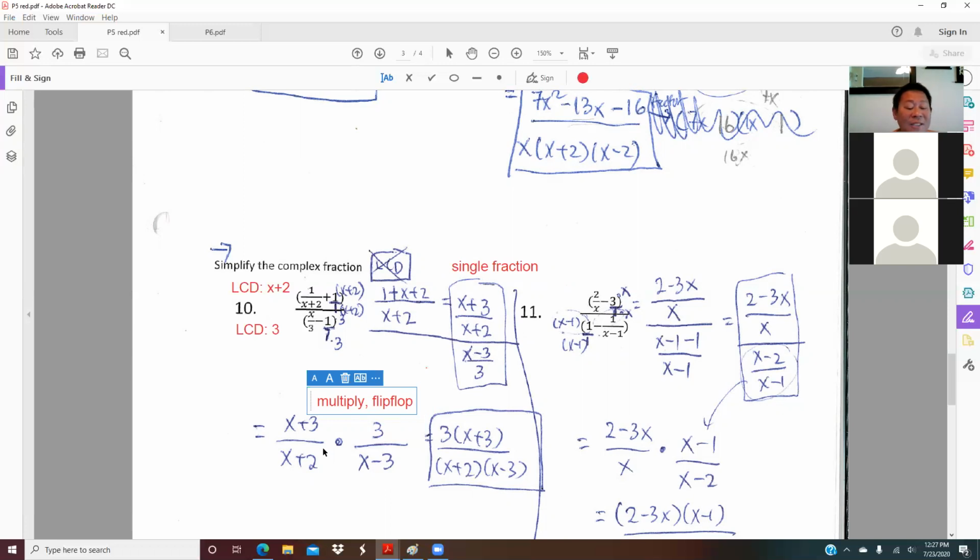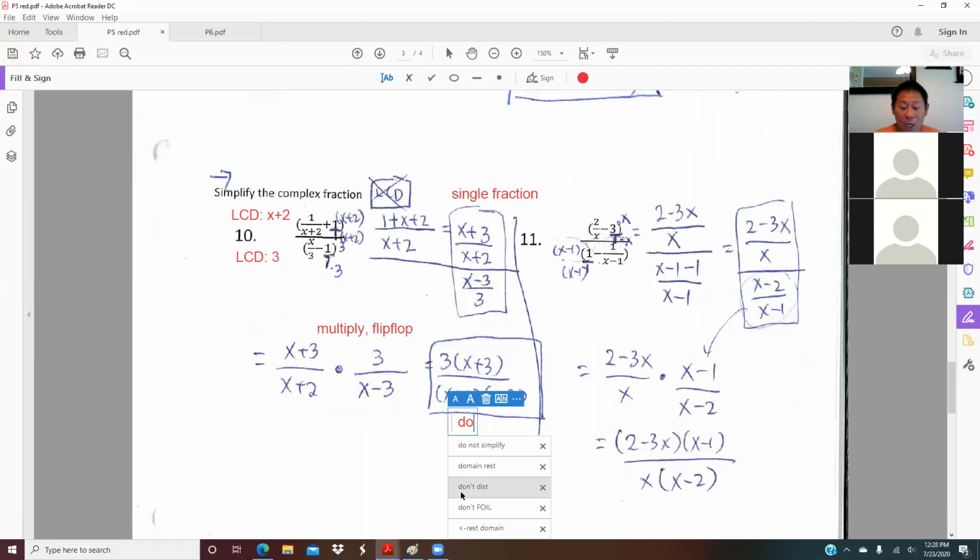And then after that, you simplify this. Since you cannot factor this and there's nothing in common, you just rewrite it as 3(x plus 3) over (x plus 2)(x minus 3). And please, like previously, do not distribute, do not FOIL. Okay, so don't spend your time to distribute and FOIL here.